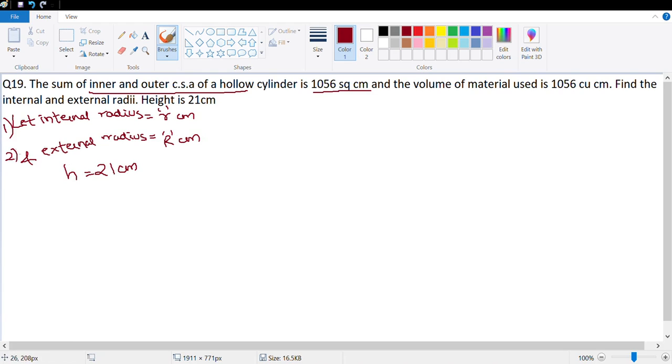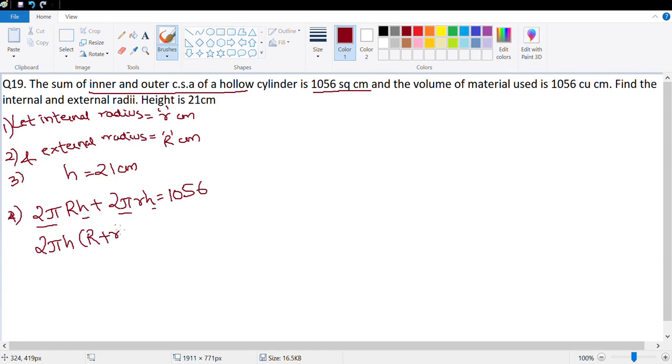So what we know is inner curved surface area plus external curved surface area is equal to 1056, which means 2 pi R h plus 2 pi r h is given equal to 1056. I can take 2 pi h common, and what I'm left with is 2 pi h times (R plus r) is equal to 1056. This should give me a value of R plus r.